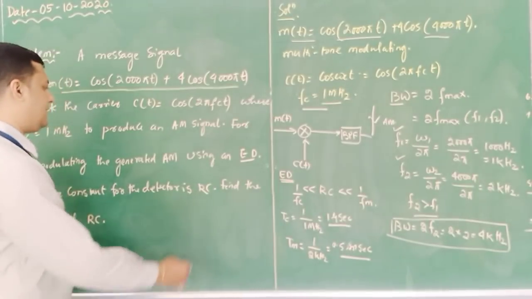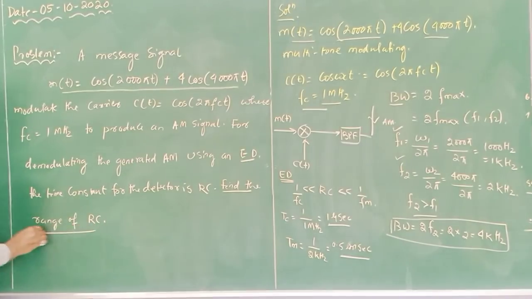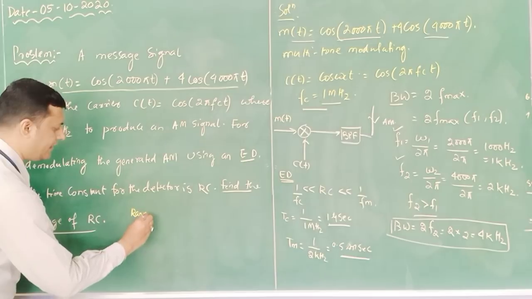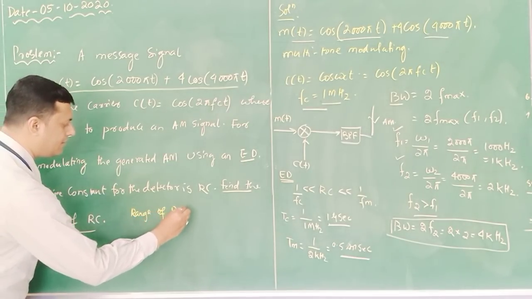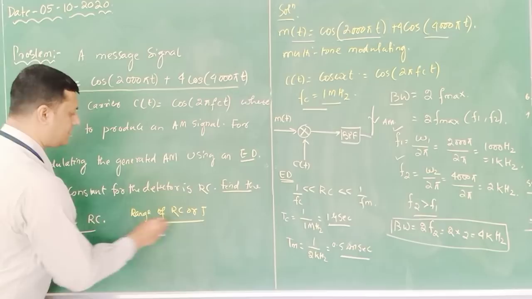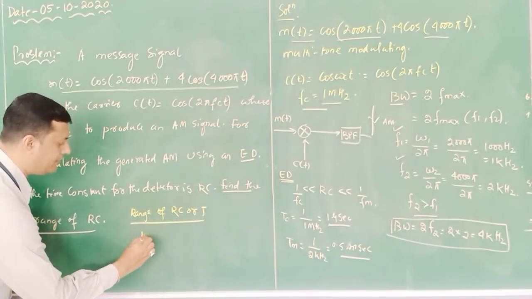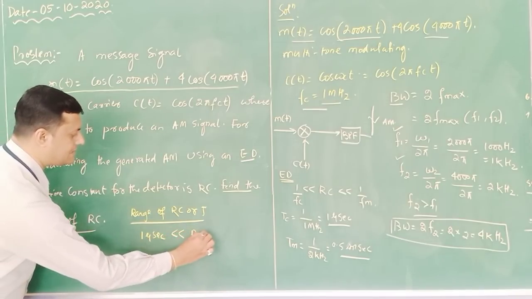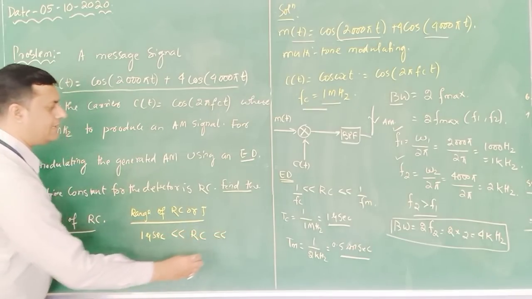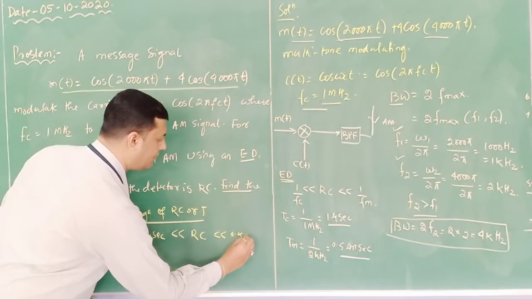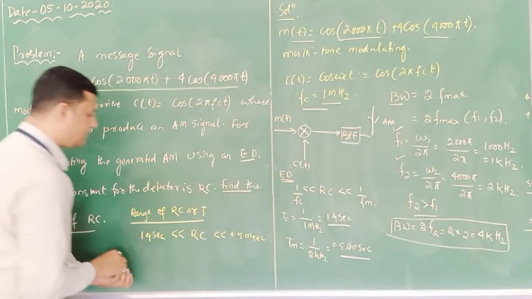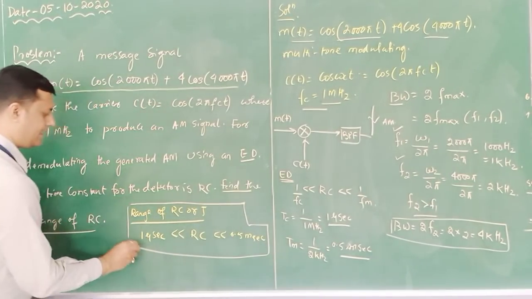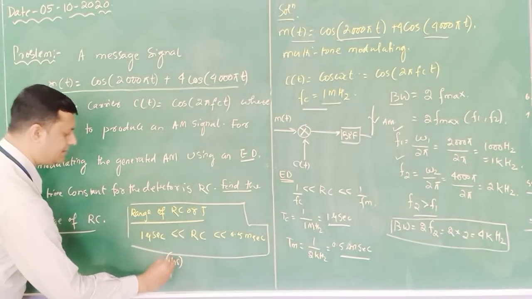And here in this question it is asked, find the range of RC. So the range of RC, or you can say time constant tau, lies between 1 microsecond, which is very much less than RC, which is very much less than 0.5 millisecond. So this is my answer. Okay. So this is the range.